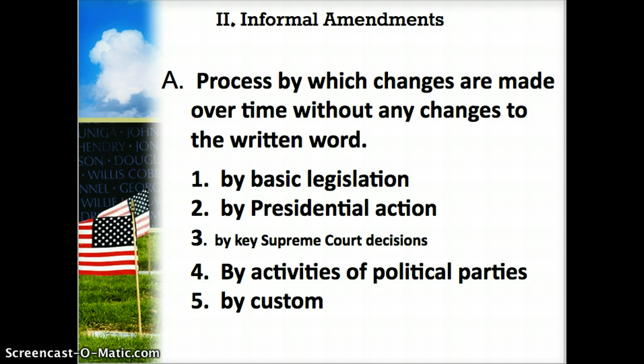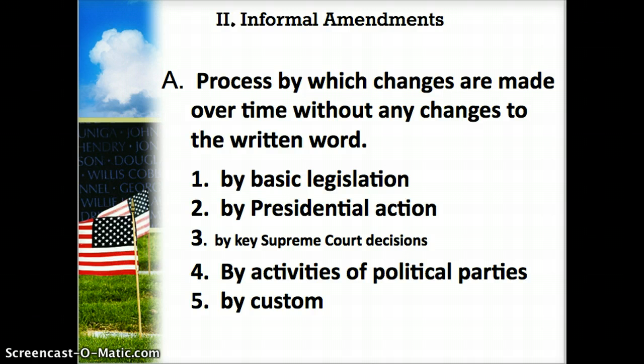We do it through basic legislation. When Congress passes a law, essentially, it's amending the Constitution. It's making changes to the rules or the rule book without actually changing the written word.